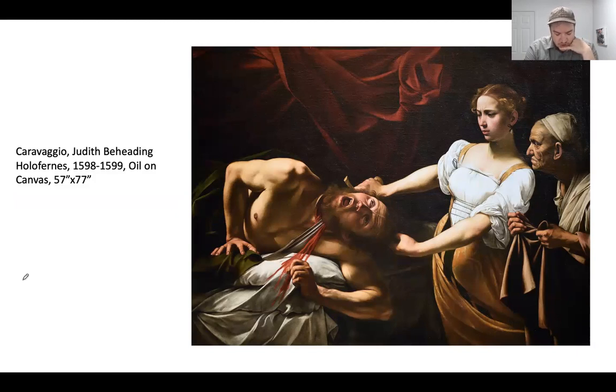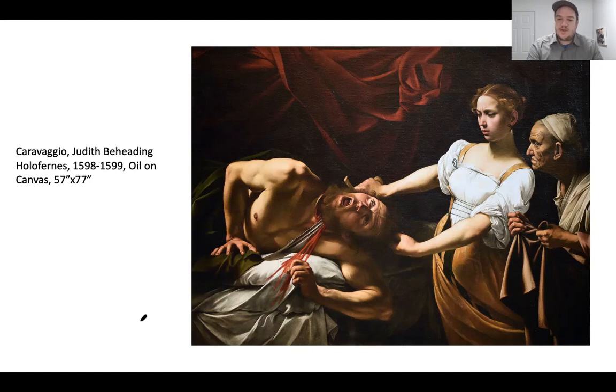So we have Judith beheading Holofernes, and this is a story about Judith, who was a widow, and her town was besieged by this Assyrian army. So she sneaks in to seduce Holofernes at night with her handmaiden, and then when he gets drunk and falls asleep, she cuts his head off with the help of her handmaiden here.